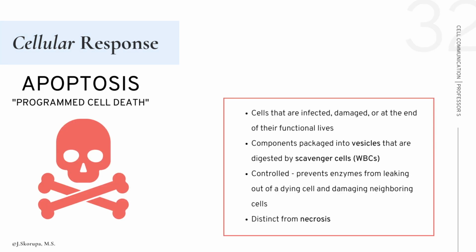Another major cellular response is apoptosis, or sometimes people call it apoptosis. Cells that are infected, damaged, or at the end of their functional lives often undergo this programmed cell death. Here, components of the cell are chopped up and packaged into vesicles that are digested by scavenger cells. Apoptosis is a crucial metabolic process for the body. It prevents enzymes from leaking out of a dying cell and damaging neighboring cells. And as a note, apoptosis is distinct from another process called necrosis.